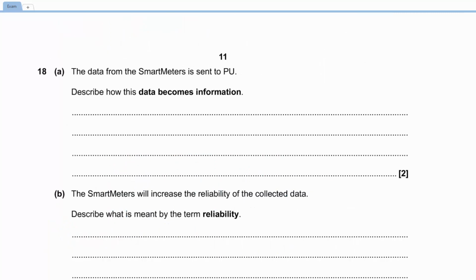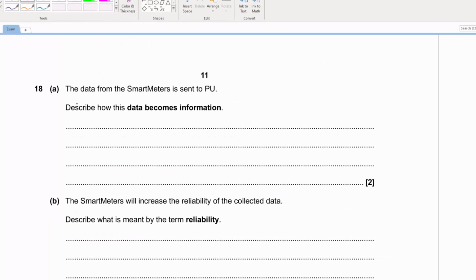Okay, for part A of question 18, we're told the data from the smart meters will be sent to PU.